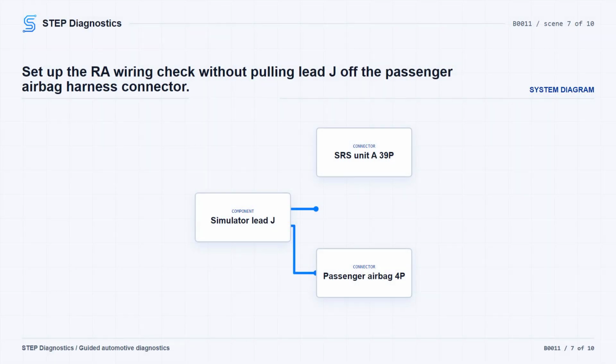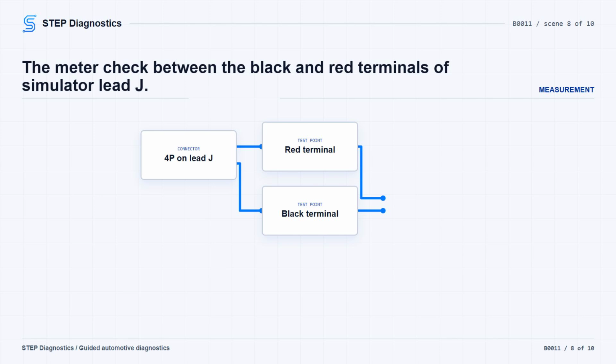Now check the RA1 and RA2 wiring for an open. Turn the vehicle to the OFF lock mode. Disconnect the negative cable from the 12-volt battery and wait at least 3 minutes. Disconnect SRS unit connector A, the 39P connector. Then disconnect the SRS inflator simulator from SRS simulator lead J, but do not disconnect SRS simulator lead J from the front passenger airbag inflator 4P connector on the dashboard wire harness.